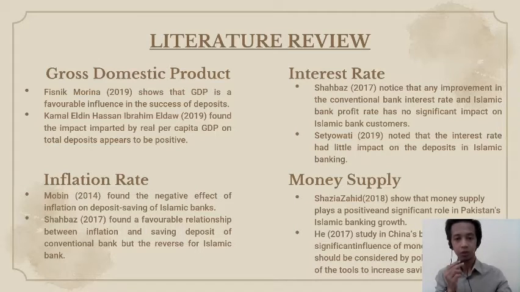For the literature review, these are some of the previous studies carried out for each variable. First, we will look at gross domestic product (GDP). Fisnik Molina 2019 showed that GDP has a favorable influence on the success of deposits. Kamal Eddin Hassan Ibrahim Eldor 2019 found the impact of real per capita GDP on total deposits appears to be positive. For inflation rate, Mobin 2014 found a negative effect of inflation on saving deposits of Islamic banks. Shabazz 2017 found a favorable relationship between inflation and saving deposits of conventional banks, but the reverse for Islamic banks.